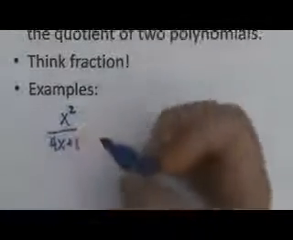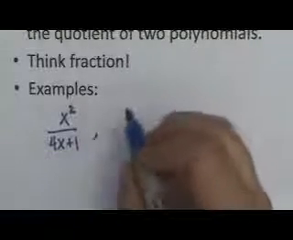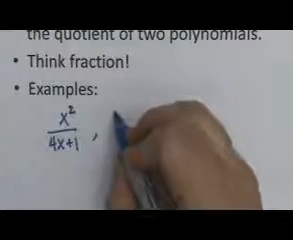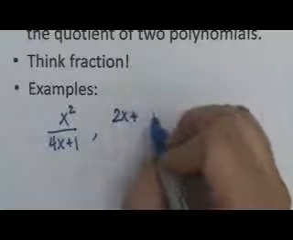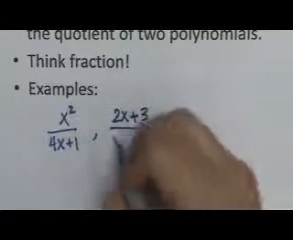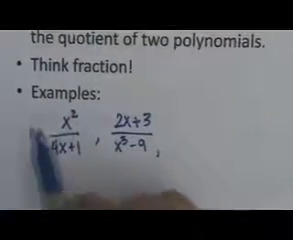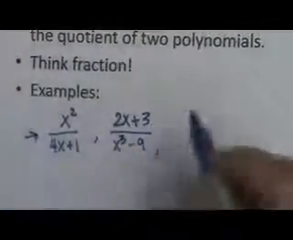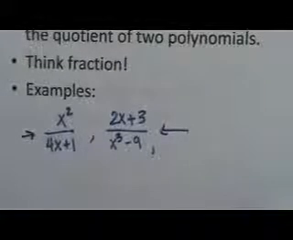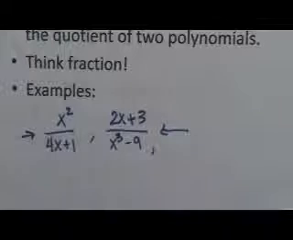Here's some examples of a rational expression. x squared over 4x plus 1 is an example. You could have 2x plus 3 over x cubed minus 9. Notice that we have sort of fraction bars here, and those are rational expressions. They really do look very similar to a fraction.